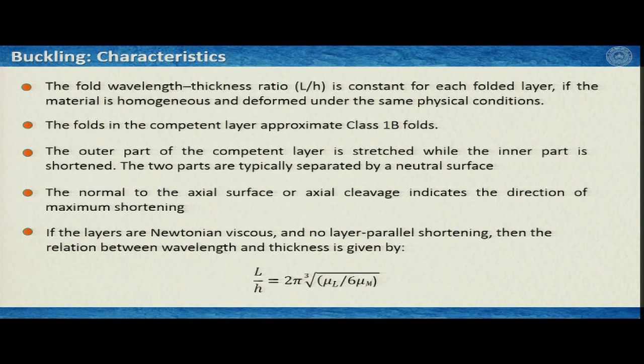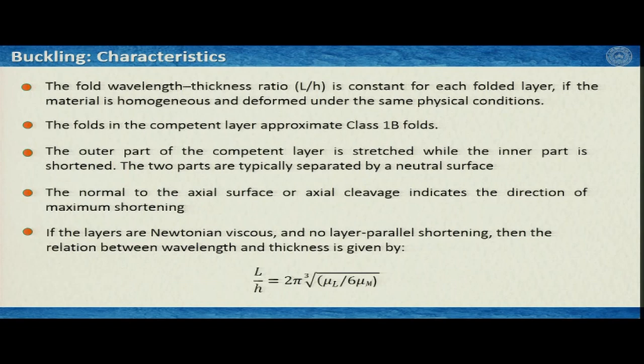In buckle folding, the folds in the competent layers generally are approximated to class 1B folds, or the geometries are very similar to class 1B folds. That means their orthogonal thicknesses are constant. The outer part of the competent layer is stretched while the inner part is shortened, and the two parts are typically separated by a neutral surface where you do not have much strain.